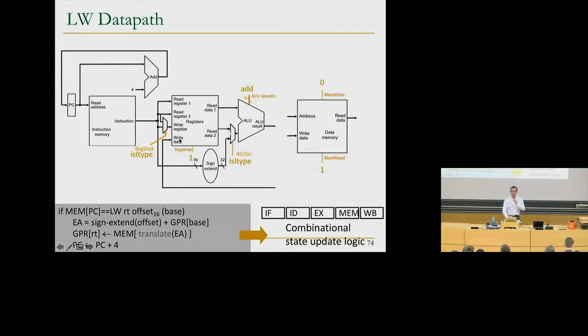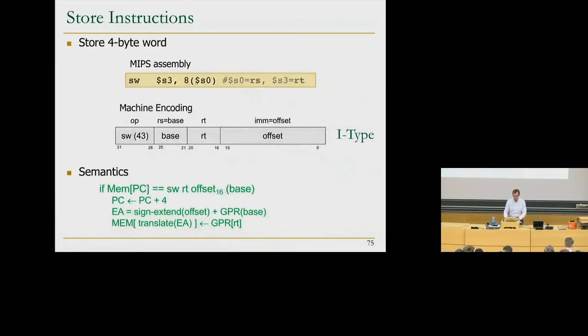But of course, it's not that simple because we need to add some MUXes now, right? Because remember, add immediate needs to write the data coming from the ALU result directly into the register file. Load word needs to get the data from the memory and write it into the destination register. To be able to execute both in the same machine, you need to add a MUX, which we will see later.